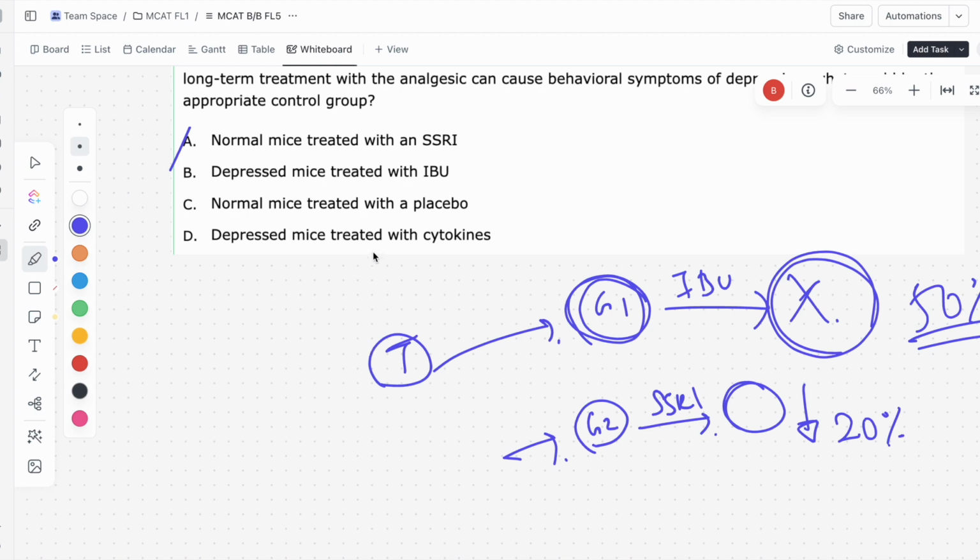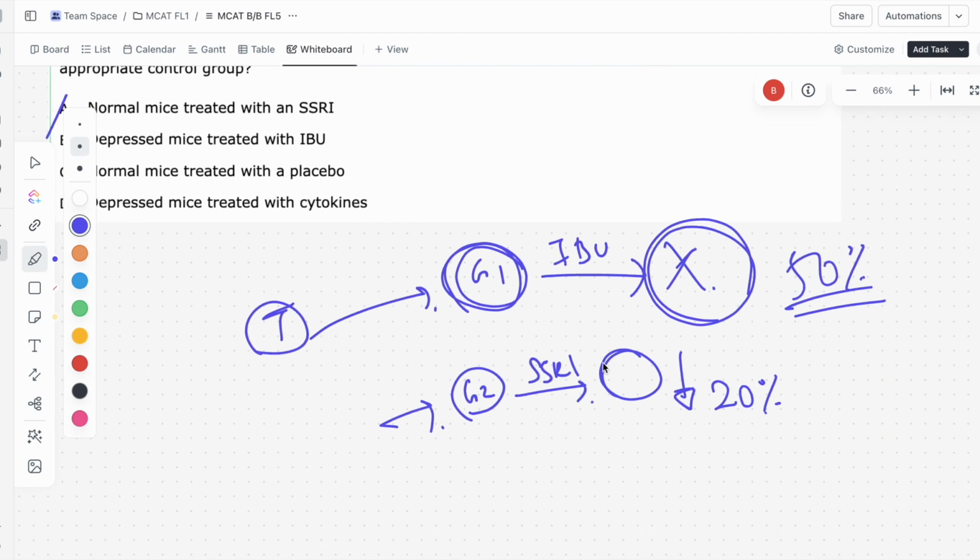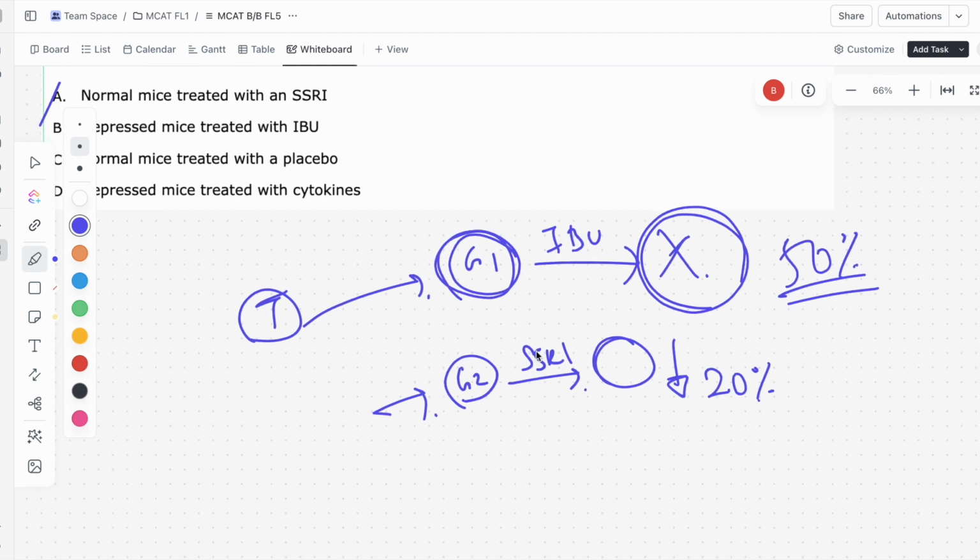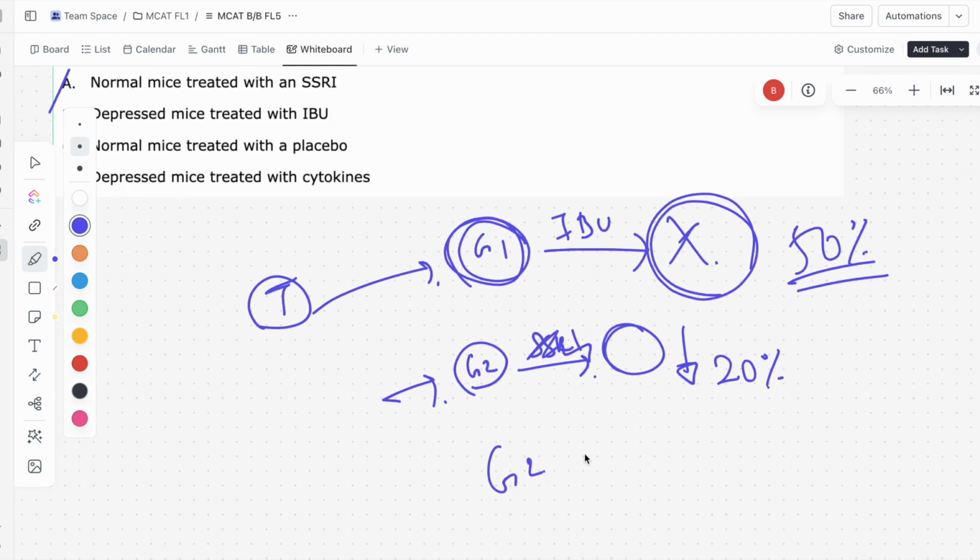We immediately want to rule out depressed mice. Why? Because if we use depressed mice, that's going to be a very hard control for us to use to see if IBU causes depression or not, right? So let's say with these guys, group 2, they're just already depressed. They're always at 80% depression, okay? Well, if we treat with IBU in group 1, which are normal mice, let's say we have 50% depression again. Well, we don't know what the baseline was.